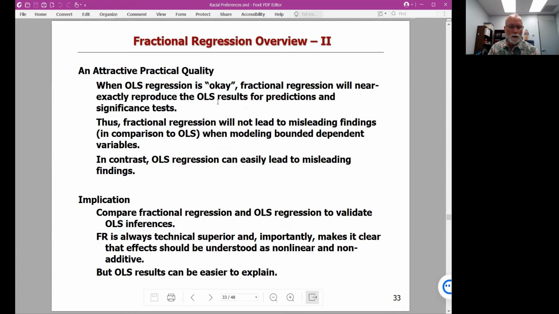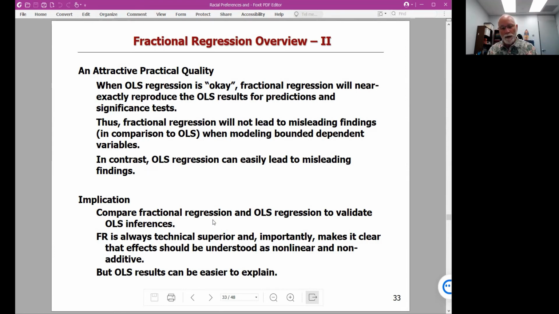This slide is saying that there will be times when OLS regression will be okay, and there are ways you can check on that. You should never assume it. In the past, like back in the 1960s, people would assume it because nobody had invented ordinal logit regression or fractional regression at the time, so they would just run OLS regression. Since then, we've got better tools, and you shouldn't be allowed to do that because a lot of times the OLS results will just be flat out wrong.